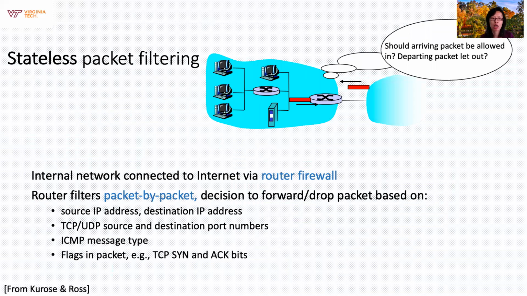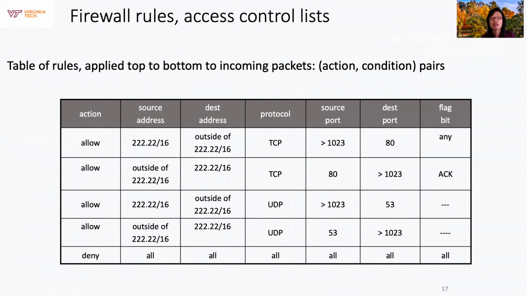Stateless packet filtering: you look at the header, port numbers, addresses, some of the TCP flags, and then you determine. Here are some very simple examples of firewall rules. People call it an access control list. In the first column you have allow or deny, and by default we want to deny everything. The second column is the source address, source versus destination, and this will depend on whether this is incoming traffic or outgoing traffic.